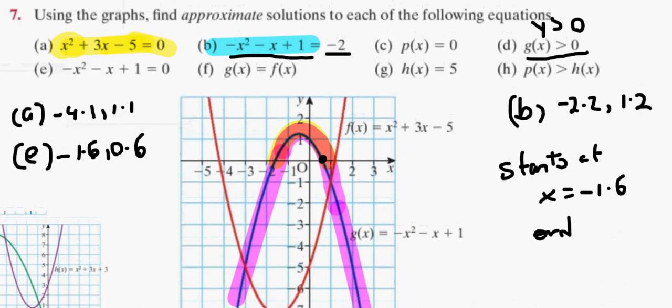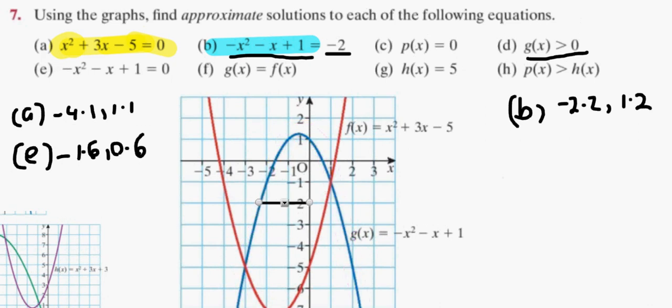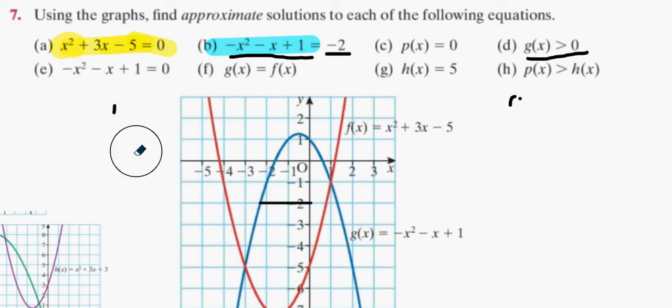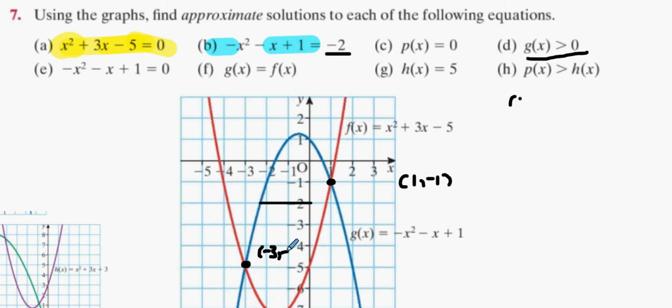Can I go back a bit further? Now, the next one it wants is g(x) equals f(x). What does that usually mean? G(x) equals f(x). What does that usually mean? When does the y value of the g curve equal the y value of the f curve when the x values are the same? It usually means the point of intersection. The x values of the point of intersection. So where are the points of intersection? What do you reckon? 1, minus 1, and minus 3, minus 5. What are the two x values there? So the answer would be 1 and minus 3.